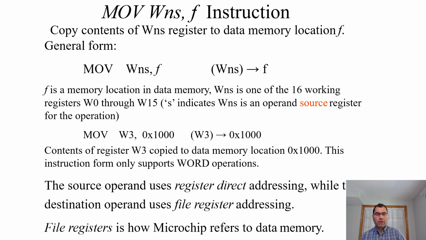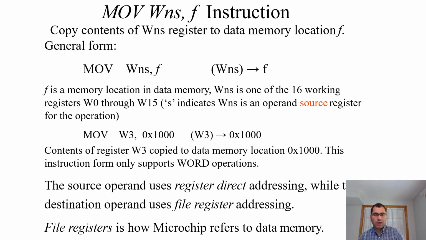Okay, so let's look at another format for the move instruction. This time it's not from working register to working register. It's working register to data memory. What this format means is copy the content of the WNS register to data memory location F.